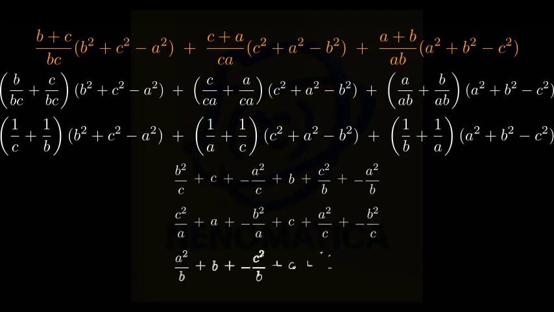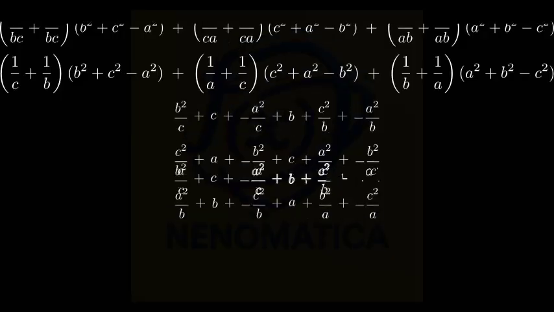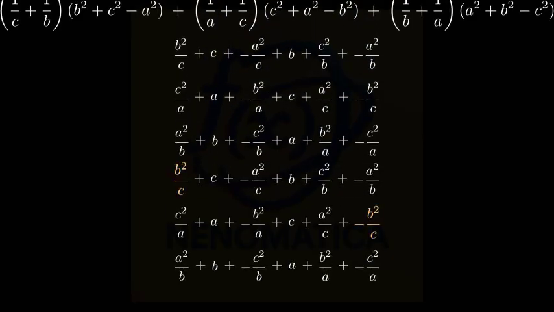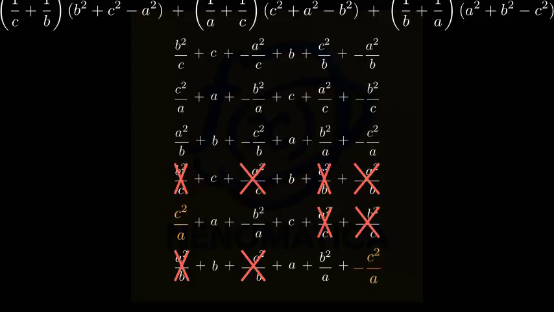Now, we distribute, but only to the extent we need to see the cancellations. We will write every produced term, arrange them in rows, and then cancel opposites. Watch the symmetric cancellations. Each positive fraction has a matching negative fraction elsewhere. After all cancellations, only the linear terms remain, 2a, 2b, and 2c. Combine like terms, that is a plus a, b plus b, and c plus c, giving 2a plus 2b plus 2c. Then factor out 2 to get 2 times (a plus b plus c).